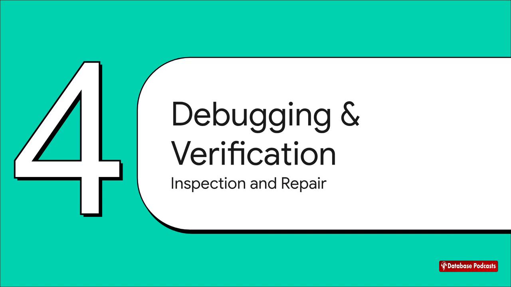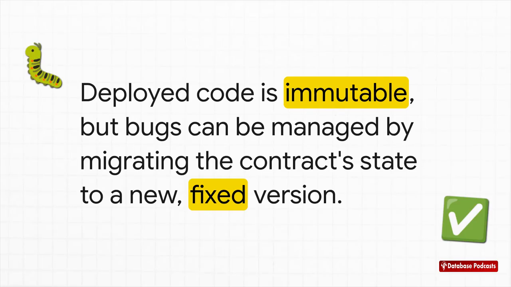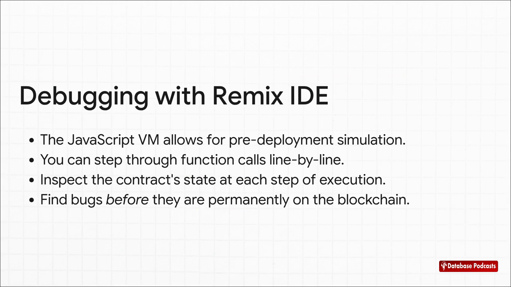All right, let's be real for a second. No one's code is perfect on the first try. So what happens when things don't go according to plan? Let's talk about how to inspect and repair in the world of smart contracts. You really have to wrap your head around this core idea. Once code is on the blockchain, it's immutable. You can't change it. But that doesn't mean a bug is a death sentence. It just means you have to use different strategies to understand and react to them. And that's exactly why debugging before you deploy is absolutely critical.